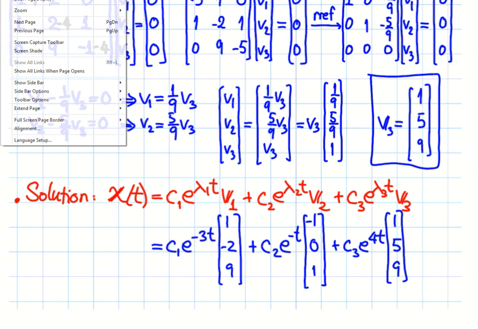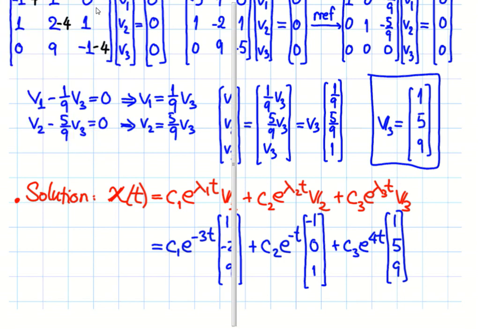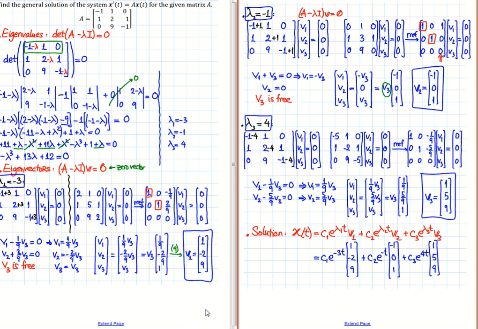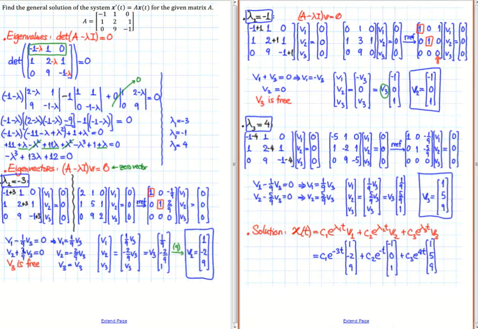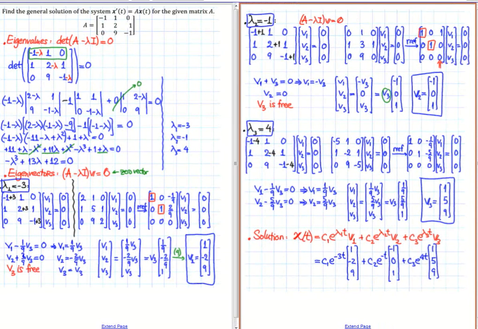So let me try to put the whole problem on one page. Cannot really do that. Yes, that's the whole problem on the screen now. So we just find the eigenvalues, the eigenvectors, and then put together the linear combination. The solution will be in this form. And that's what we have.